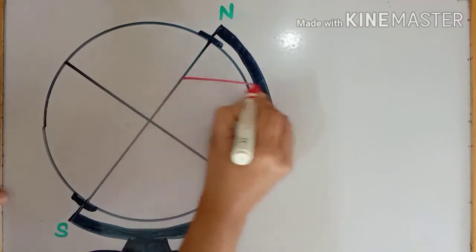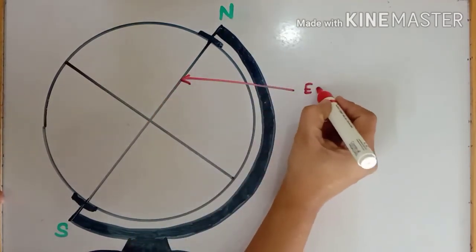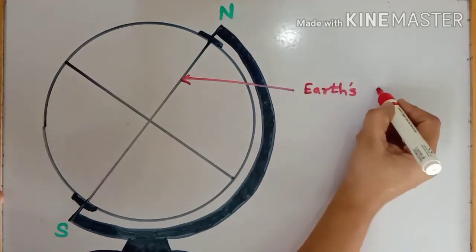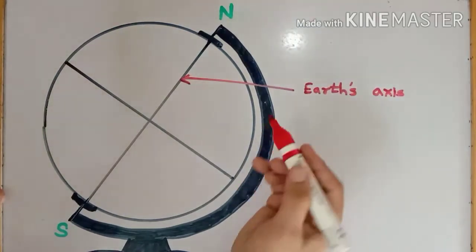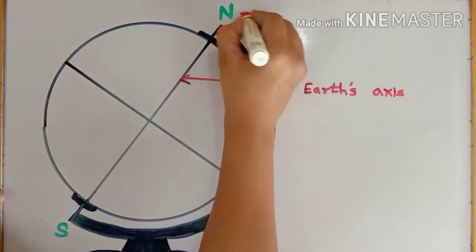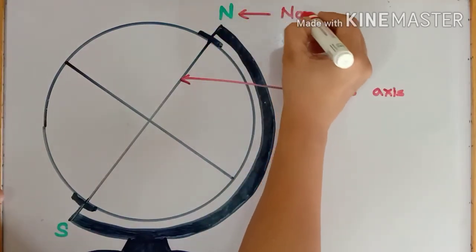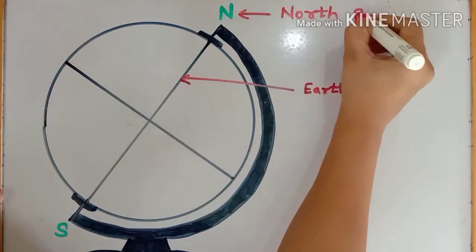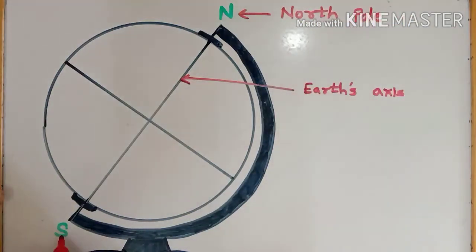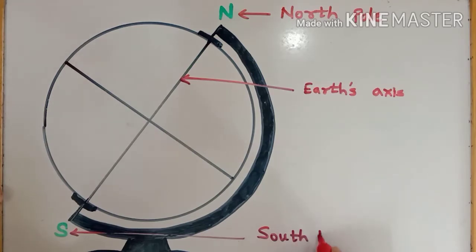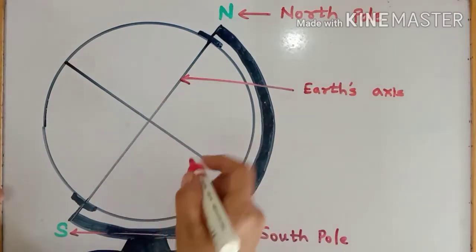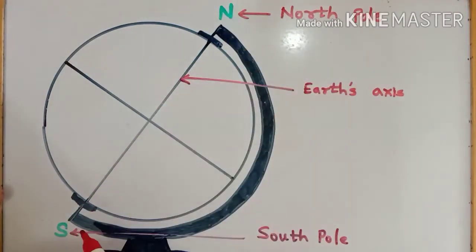This is Earth's axis. Here N stands for North Pole, and here S stands for South Pole. The Earth rotates around itself along this axis from west to east.